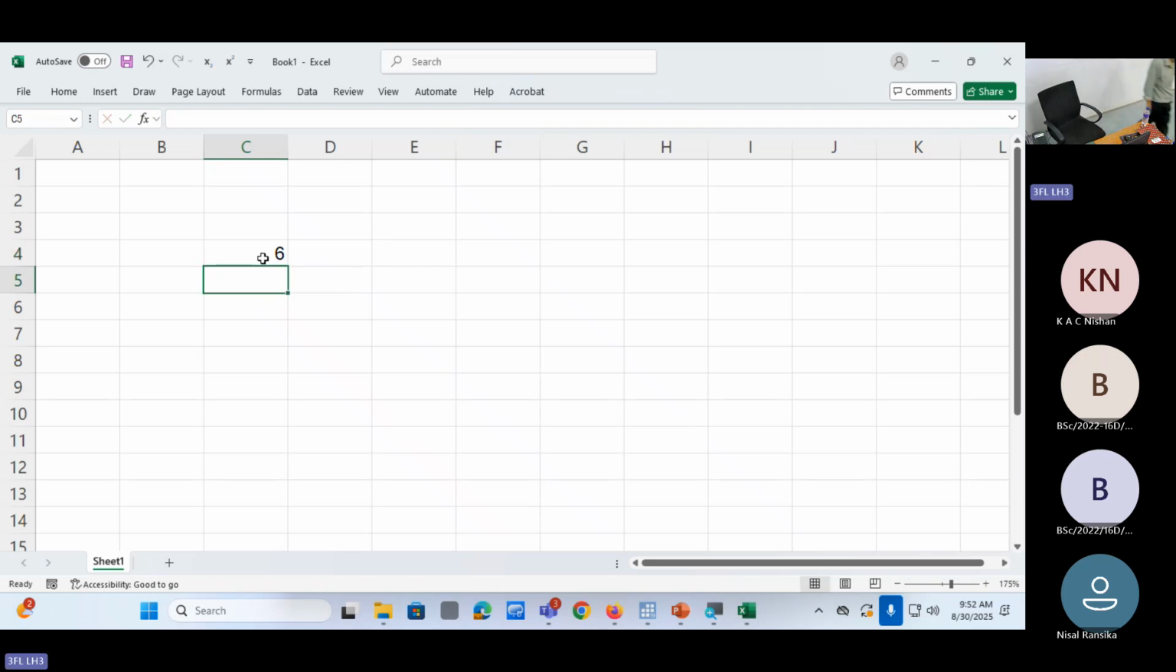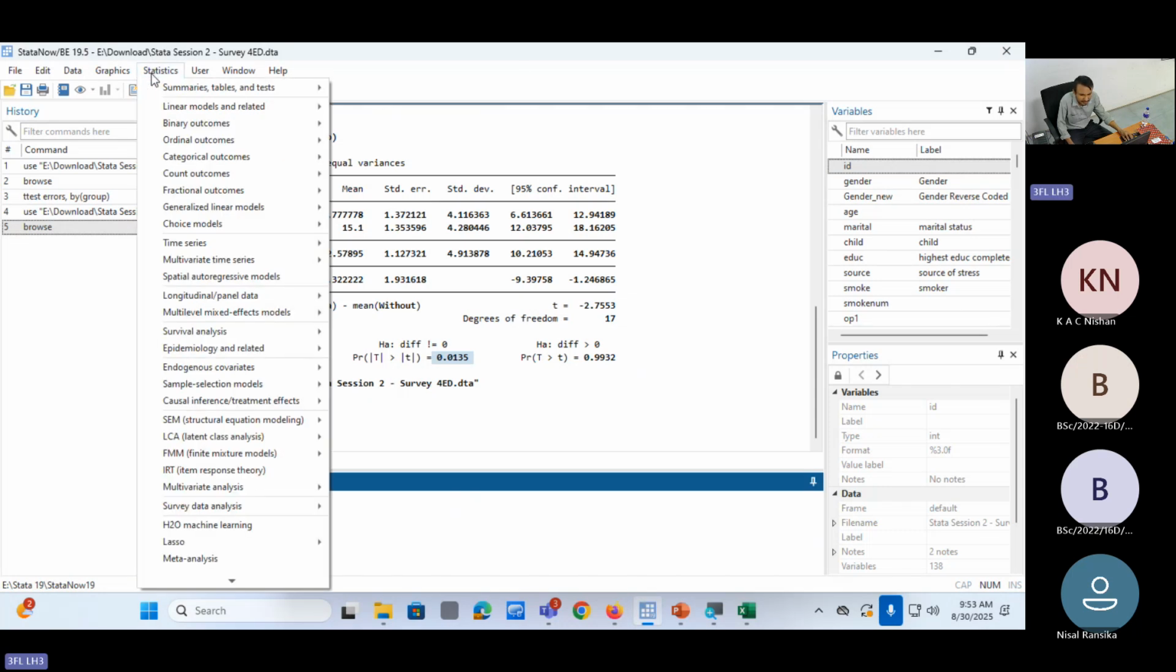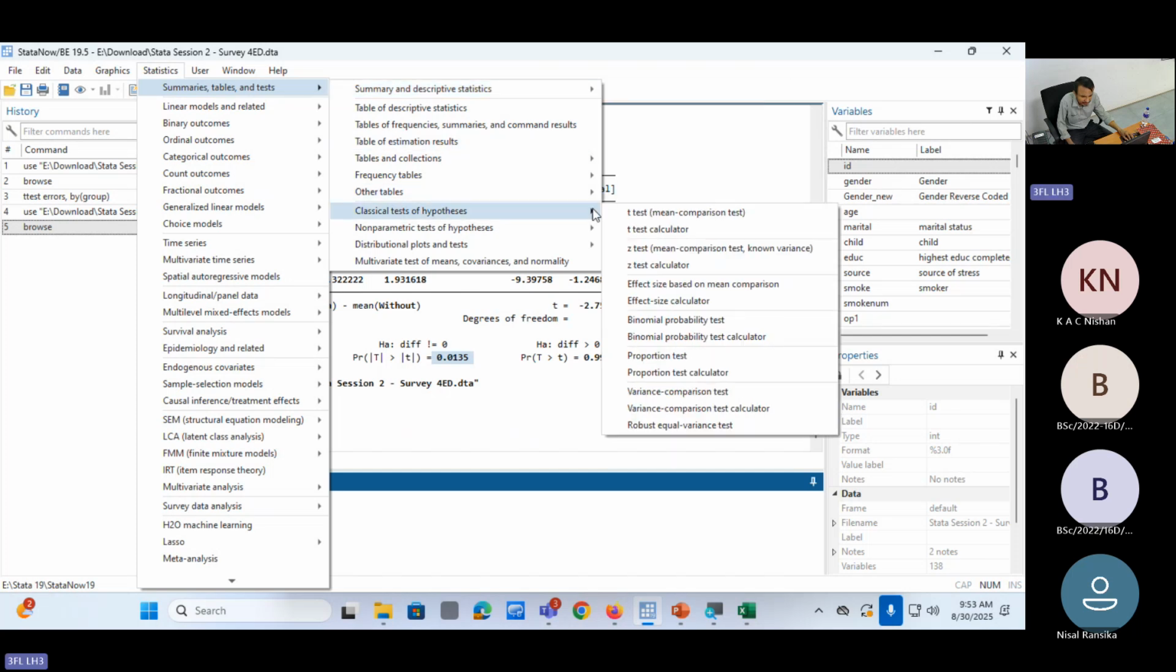What was step number 3? Step number 3 is to compute the test statistic from the sample. You see the steps. Shall we do that? Let's do that. Statistics, summaries, then classical test, am I correct?